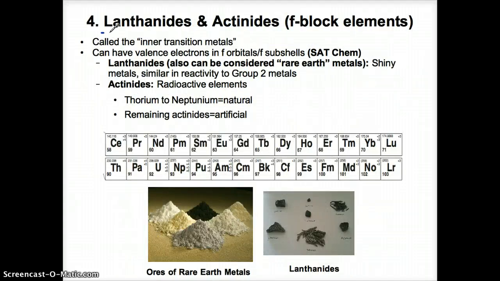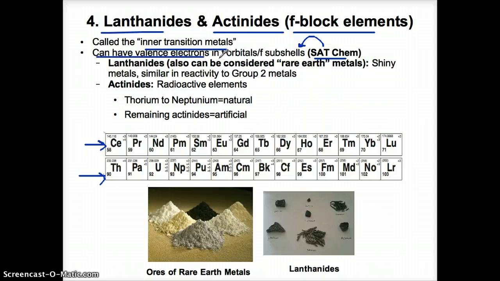All right, next we have lanthanides and actinides, or the F block elements, which are these two rows at the bottom of the periodic table. And these are called the inner transition metals because they're sort of nested in the D block somewhere. And something you need to know for the SAT Chem exam, this is not always the case since we know that valence electrons are always in the highest subshell. But for the SAT Chem exam, I want you to know that potentially lanthanides and actinides can have valence electrons in F orbitals and F subshells since they're in the F block.